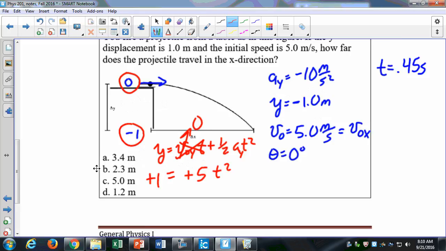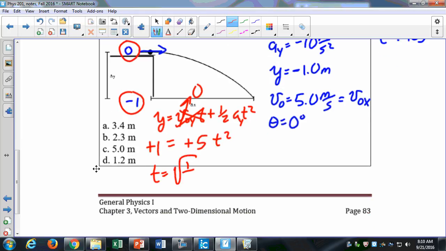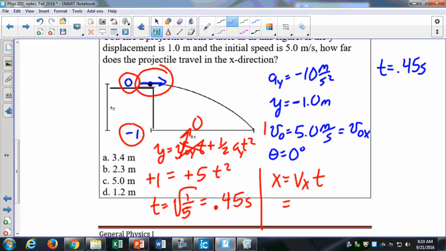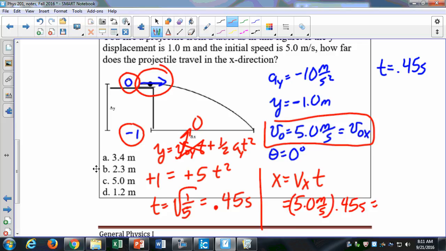My negatives go away, so t is the square root of 1/5, and that's equal to 0.445, or I'll call it 0.45 seconds. Then x is going to be vx times t. Because the angle is 0 degrees, v naught is equal to v naught x, and the acceleration in the x direction is 0, so v naught x is vx. So this is going to be 5 meters per second times 0.45 seconds, and that's equal to 2.3 meters. So B is the right answer.